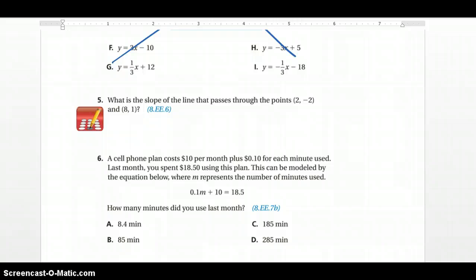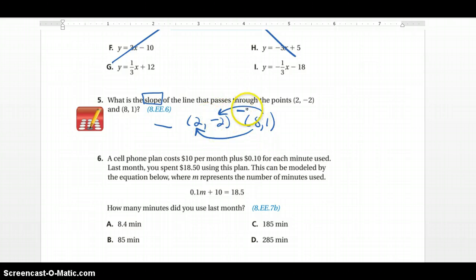What is the slope of the line that passes through points 2, -2 and 8, 1? Well, whenever I have 2 points and I need to find my slope, I subtract with my arrows. What is 1 minus -2? What is 8 minus 2? Find your answer, and I will warn you, I believe we do have to reduce on this one. So always make sure to put everything in lowest terms.